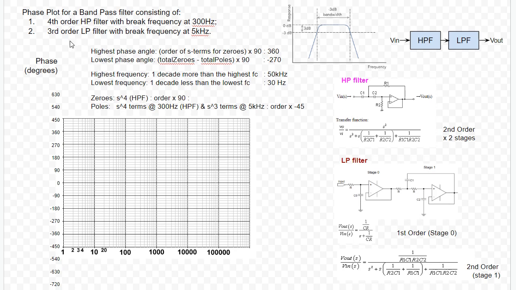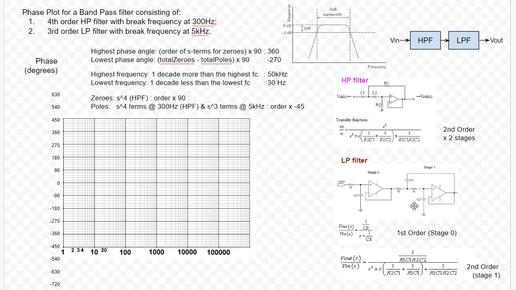All right, so since we need a fourth order HP filter and a third order LP filter, that means for the HP filter side, we need to cascade 2 of these to get our fourth order. And then on the low pass side, we just need to cascade it exactly like this. That means we cascade a first order with a second order low pass filter. So this will give us a third order low pass filter. So 2 of these for fourth order high pass, and exactly these 2 for third order low pass.